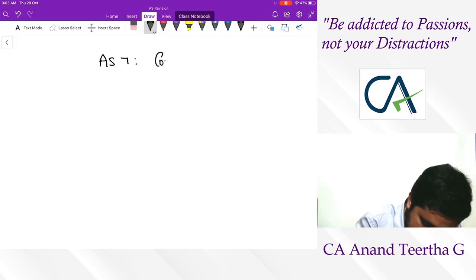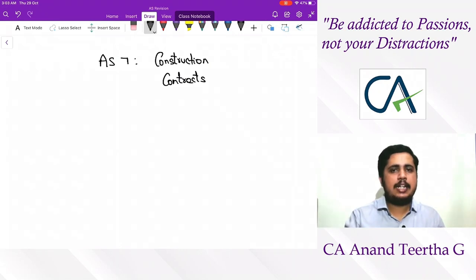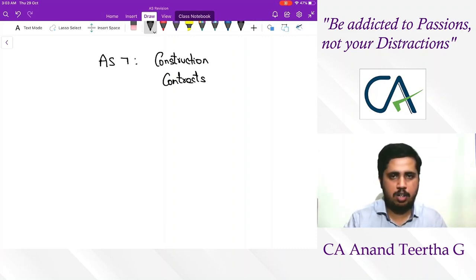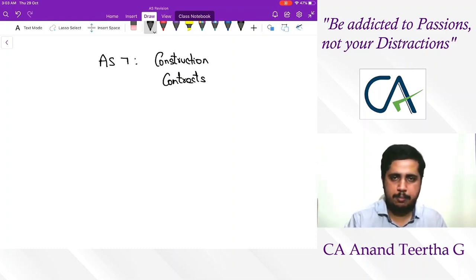talks about construction contracts. Now, what is this standard all about, or why has this standard come into the picture? Any element related to construction is covered over here. Whenever any construction contract comes into existence, this standard comes into the picture.